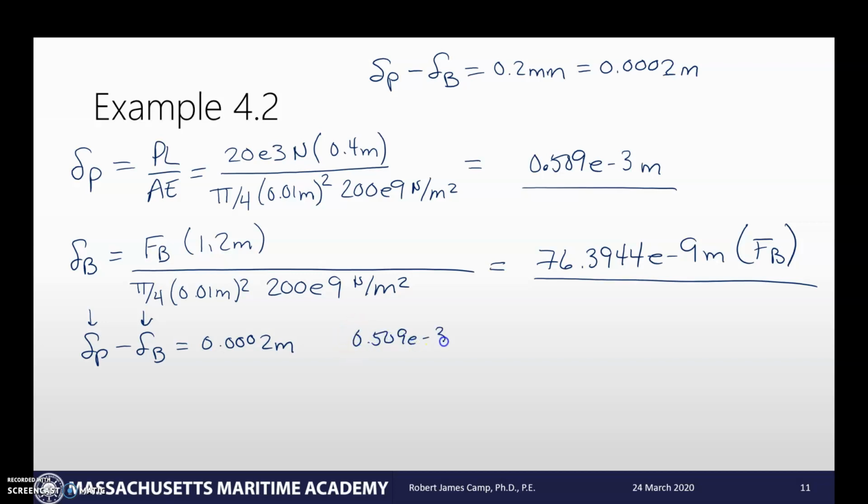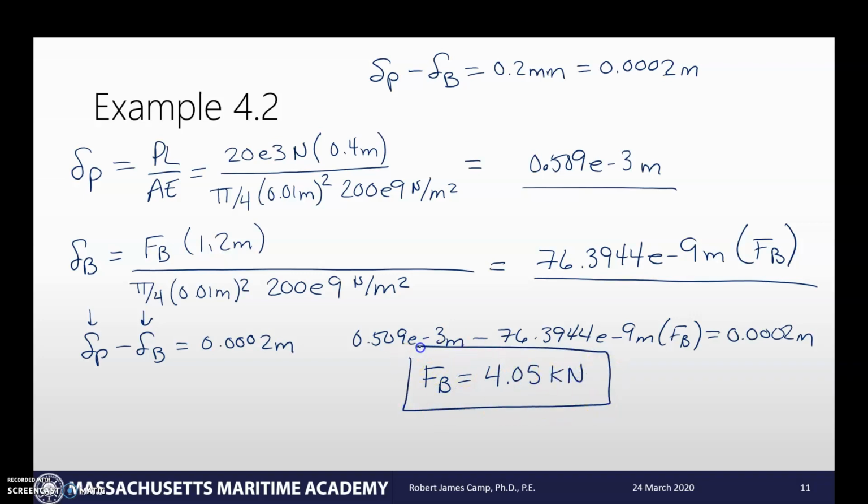509 e to the negative 3 meters minus 76.3944 times 10 to the negative 9 meters times that force of B is equal to 0.0002, forgot a 0, meters. And so now if I solve this for the force of B, what I'll get is 4.05 kilonewtons of force. So that's what the reaction is going to have to be at B.